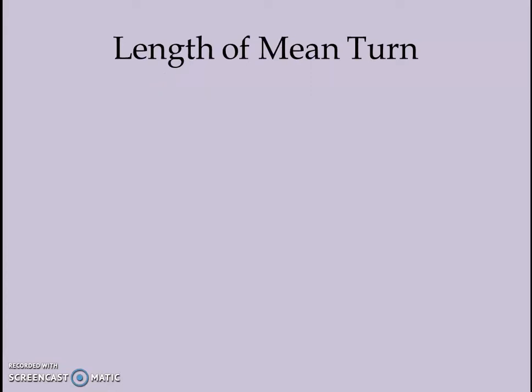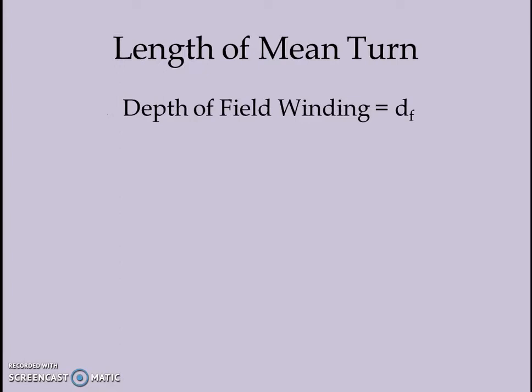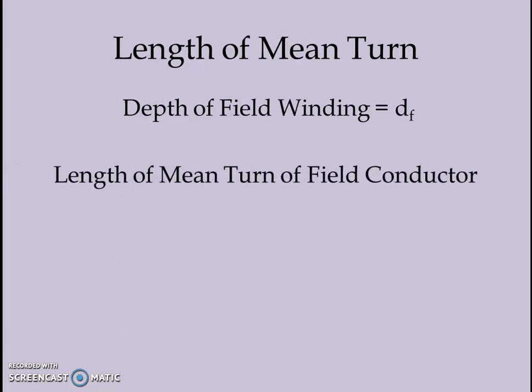So now we start our design. First we start with the length of the mean turn. We need the length of the mean turn in a number of calculations. So we start with the length of the mean turn. Depth of the field winding is dF. Length of the mean turn of field conductor.